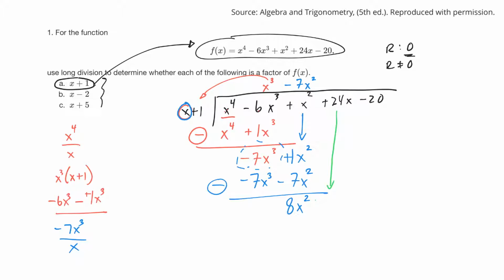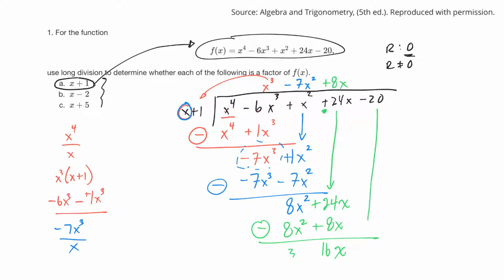So positive 24x. Make sure you bring down whatever sign is there beside it. Now I divide 8x squared by x. That'll be a positive 8x. 8x times x is 8x squared. 8x times 1 is a positive 8x. Subtract. The first one, you get nothing. 24 take away 8 would be 16x. And then bring down the next number. So that'll be a minus 20.